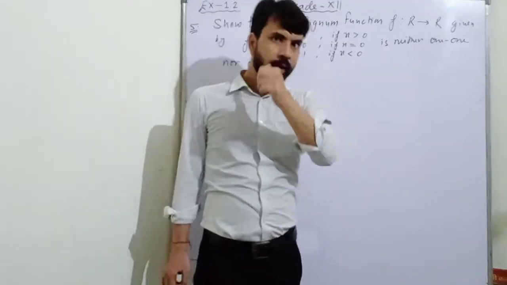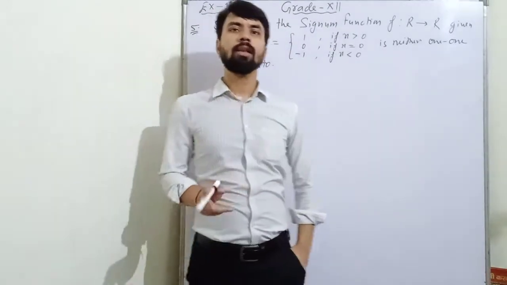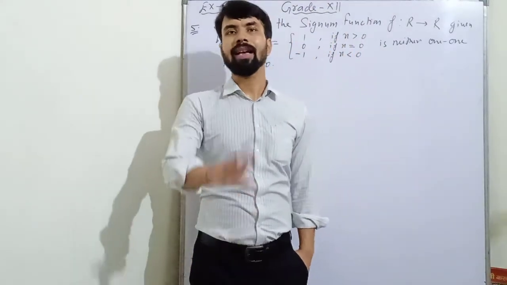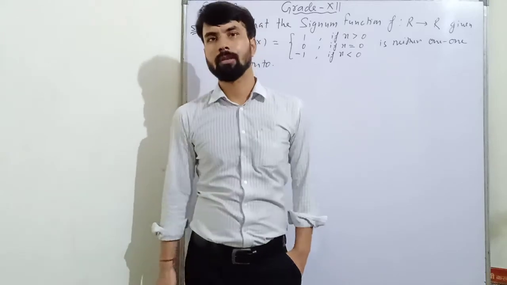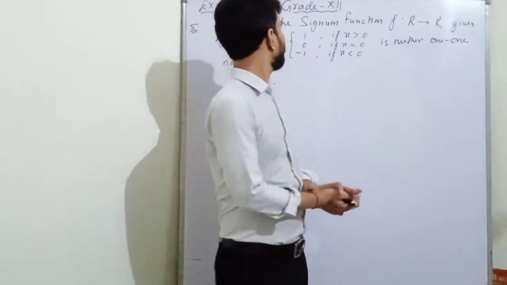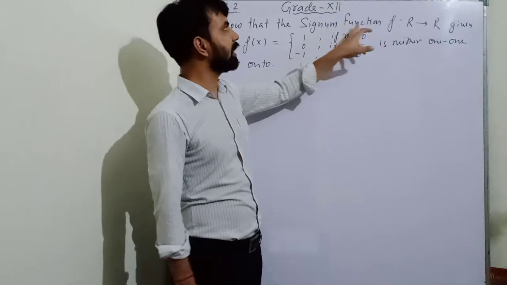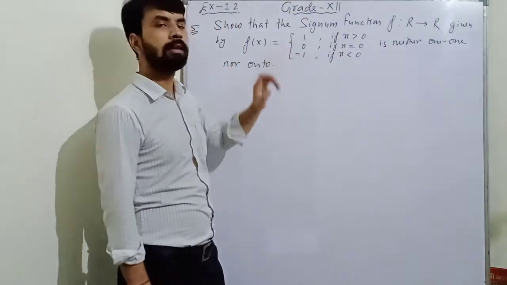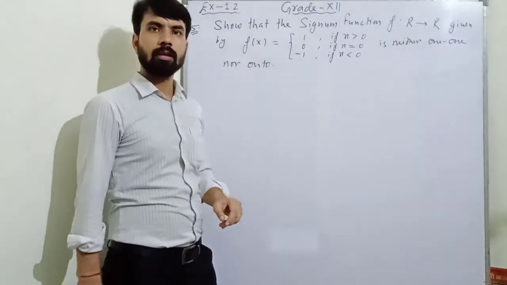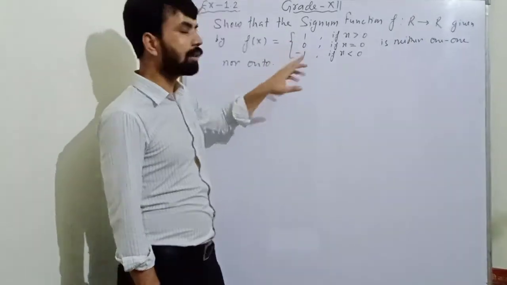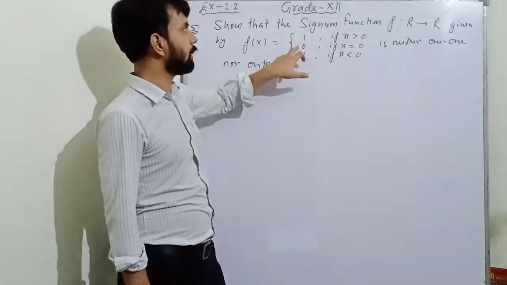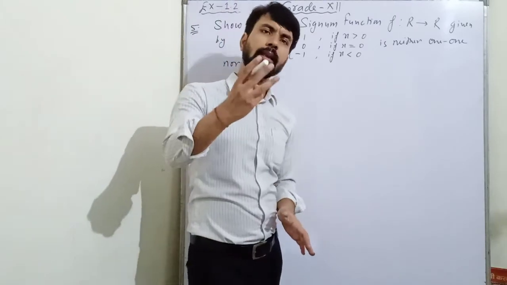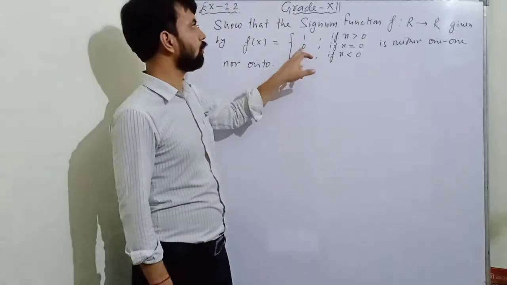But in question number 3 I explained to you what greatest integer functions are. In question number 4 I explained to you what the modulus function is. Now this is a new function. What is the signum function? A signum function is always defined like this: the value of this function has 3 values, 1, 0 or minus 1. For every value of x it has only 3 values, 1, 0 or minus 1.